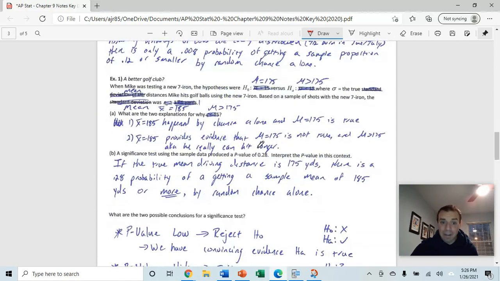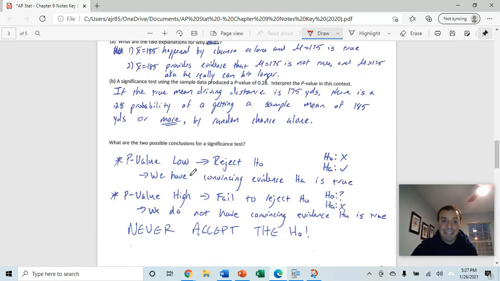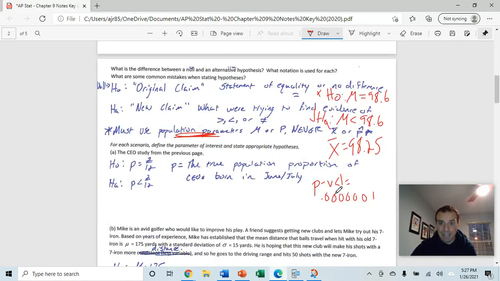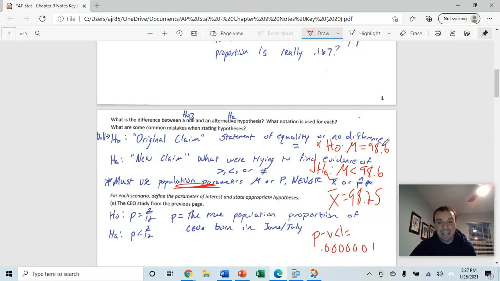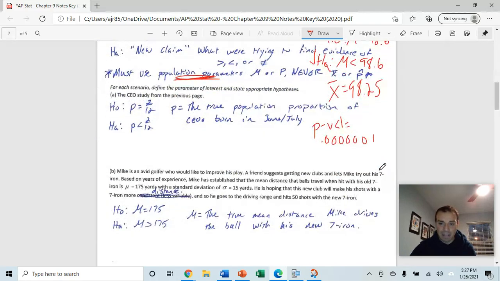Now, if the p-value is not low, the p-value is high, we fail to reject the null hypothesis. Well, what does that mean? That means we never accept the null hypothesis. So we don't say, okay, yes, it is true, the mean is equal to 98.6. We just kind of say, nah, I'm not sure, can't reject this. And you write your conclusion in terms of the alternative. So in this case, we would say we do not have evidence that the actual mean is less than 98.6. So your conclusion should always be written in terms of the alternative hypothesis.